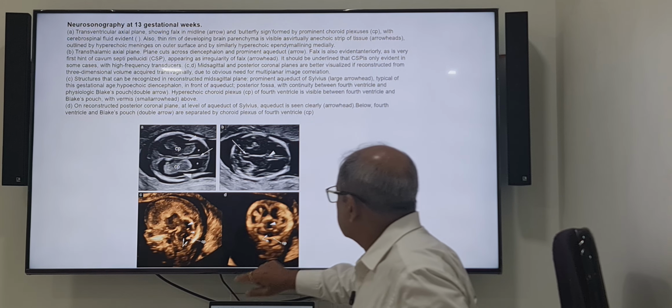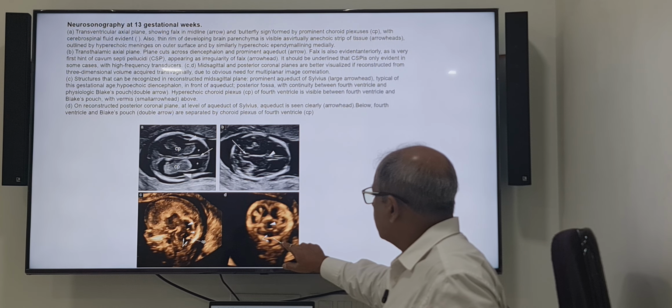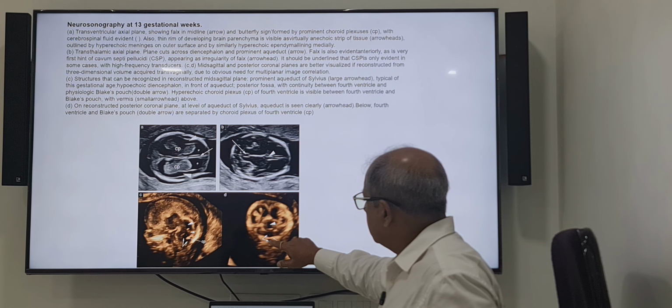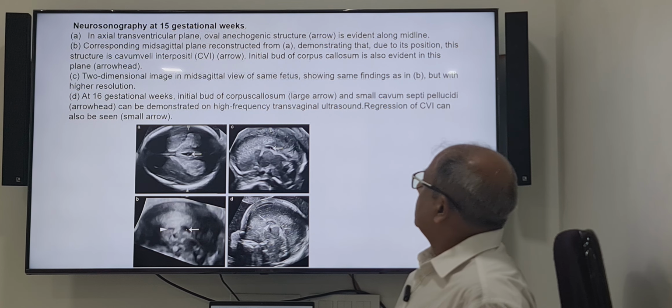So this is intracranial translucency. In the same way, you can take this section, and this is the bar of choroid plexus. This is the fourth ventricle, and this is the cisterna magna. These are all neurosonography at 15 weeks.